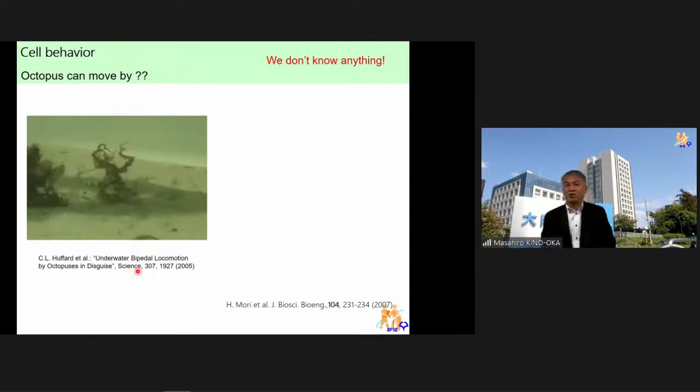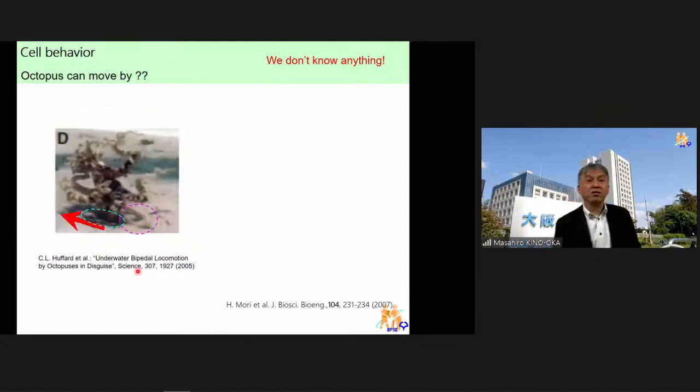Okay, I want to say everybody knows the octopus, but we don't know the octopus. That's the point. We have to check the cells, then we understand the cells. Maybe when you were children, you knew the octopus, but until now you don't know how it moves. That's science. For biotechnology, we don't know anything, so always we have to check by ourselves.